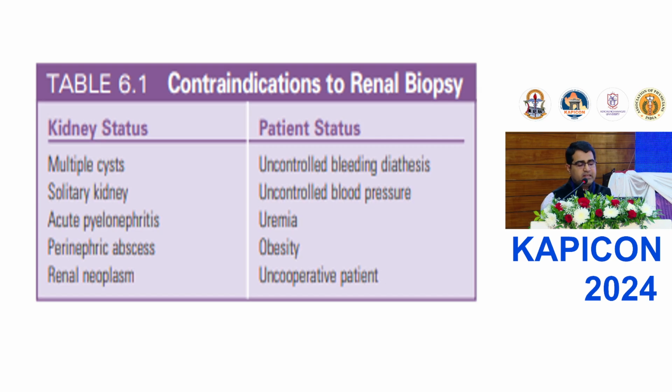And regarding patient status: any uncontrolled bleeding diathesis, uncontrolled BP, uremia. Such patients have what we call RPRF, rapidly progressive renal failure. These are a subset of the population who present very acutely and worsen over days to weeks. In such patients, uremia itself is a bleeding diathesis. It is a milieu wherein there is coagulation disruption, so patients with high creatinine have a high tendency to bleed. In such patients, we take them for dialysis, keep the creatinine as low as possible, and with all precautions we go for a kidney biopsy.